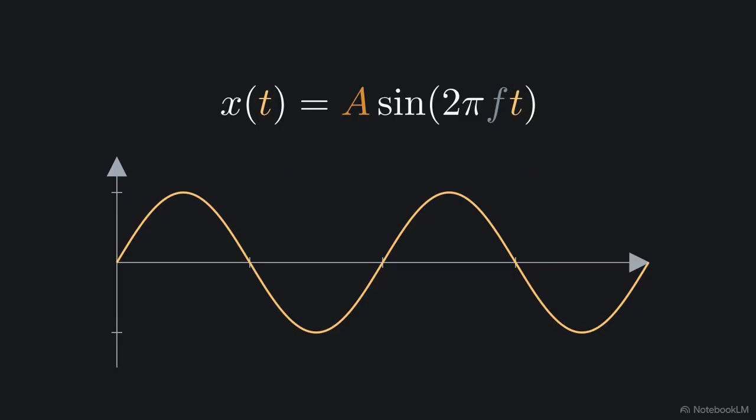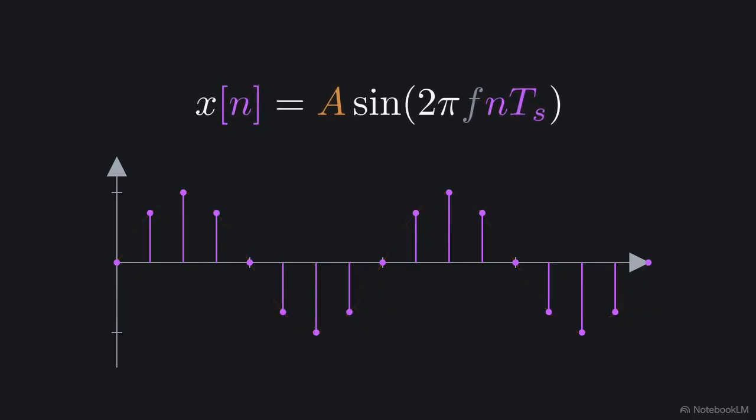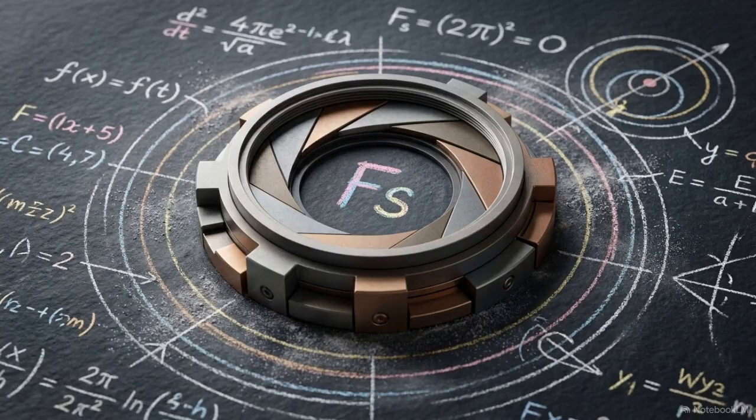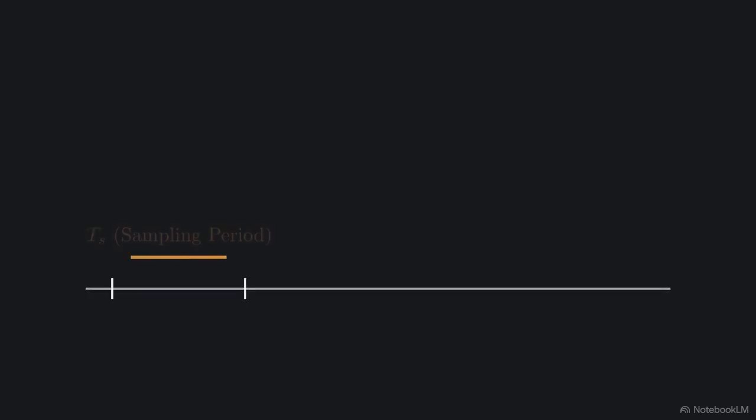A processor cannot calculate infinite fractions of a second, so it takes measurements at strict intervals. To solve this, engineers replace the flowing t with a discrete formula, n times t sub s. This requires establishing a sampling frequency, denoted as f sub s. This tells us exactly how many times per second the computer will record a measurement. From that, we derive t sub s, the sampling period. This is the exact physical gap of time between each measurement.